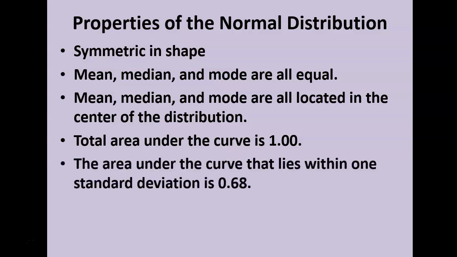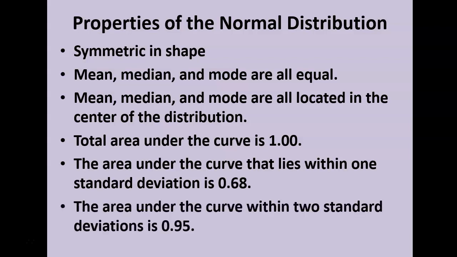The area under the curve that lies within 1 standard deviation, and you kind of go 1 standard deviation above the mean, you can go 1 standard deviation below the mean, that value is always going to be 68%, or approximately 68%. If it's within 2 standard deviations of the mean, that's going to be 95%. So if we have data that falls within 2 standard deviations of the mean, we're including 95% of all the occurrences, I guess, is the best way to put that.